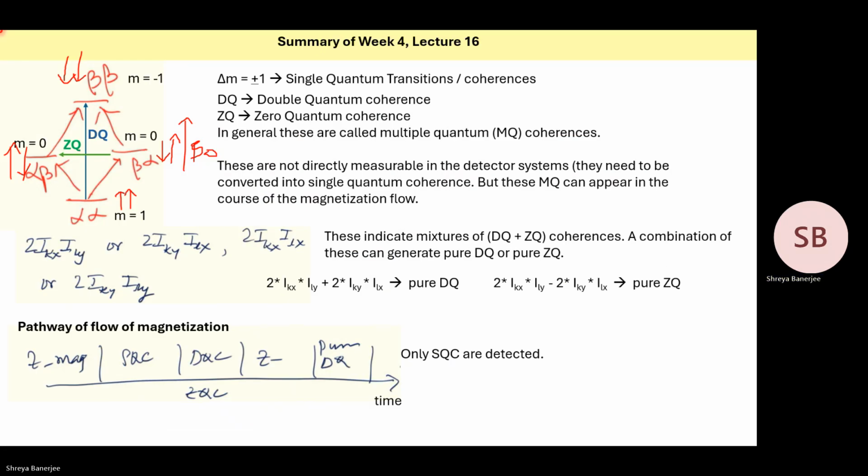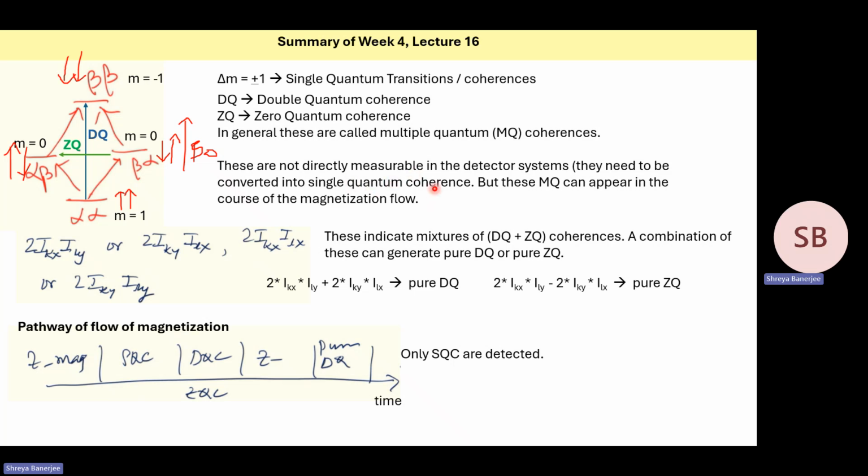Right. So double quantum coherence and zero quantum coherence are not directly measurable by the detector. The detector can basically only measure single quantum coherence. But just because you're not able to detect them does not mean that they are not appearing. In the course of your magnetization, in the flow of magnetization, all these terms are appearing, but you are only detecting the red arrows shown.